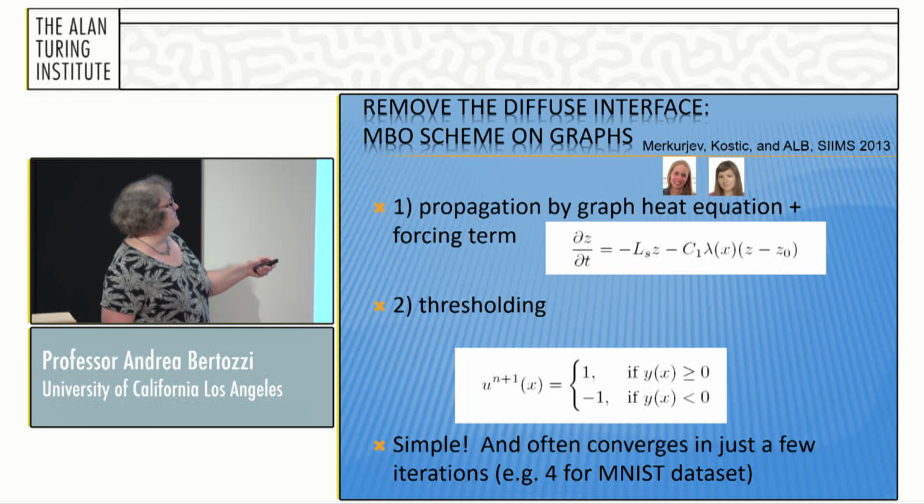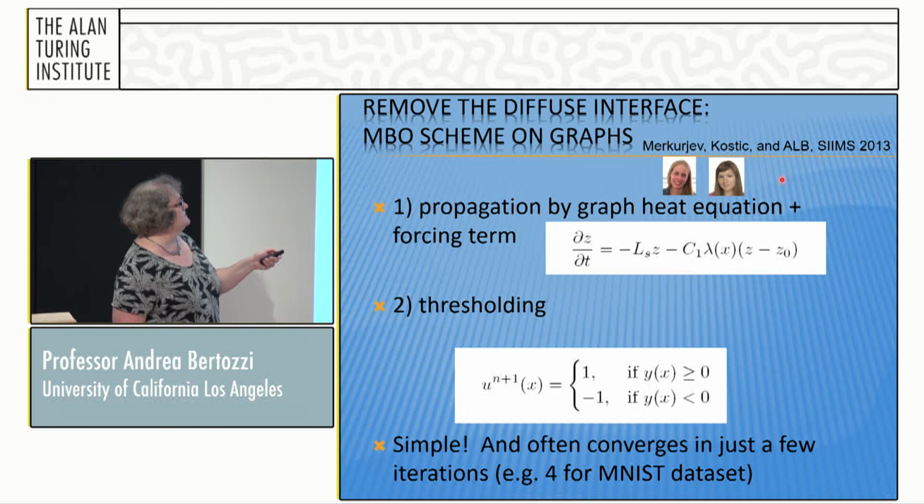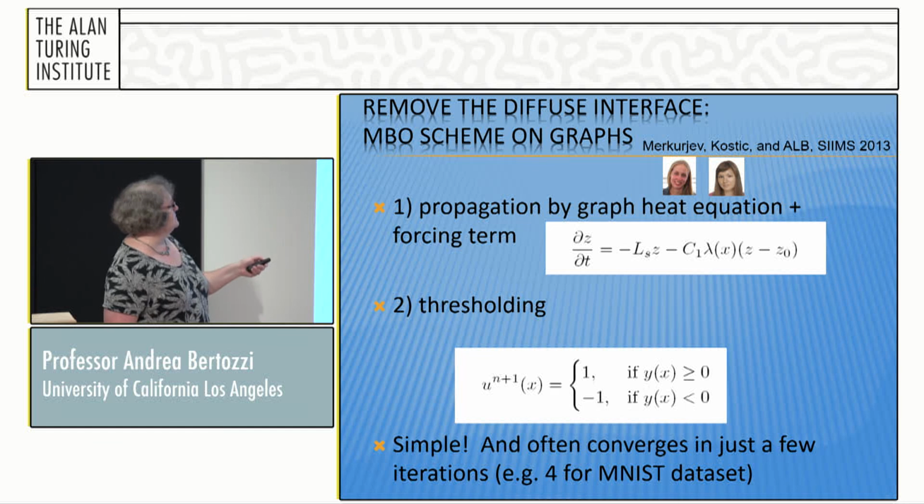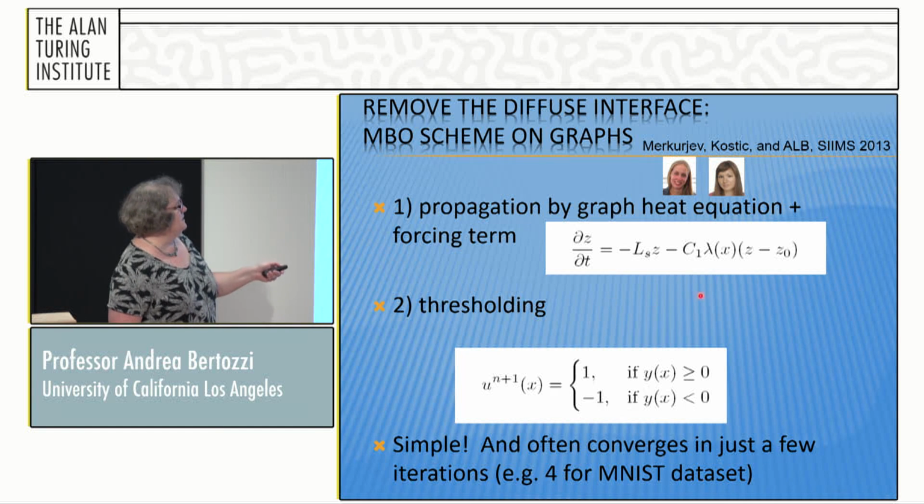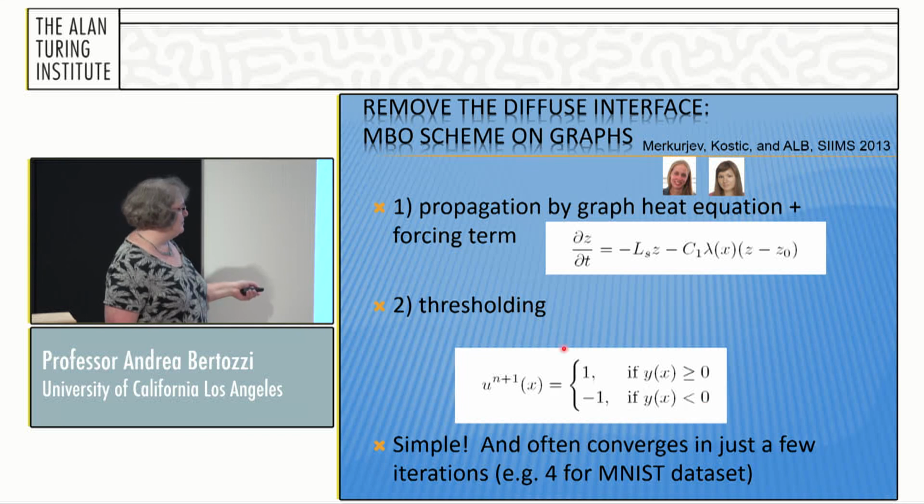And this was a paper we published with 2 of my PhD students in SIMS, I guess 3 years ago. It's basically alternating between a forced heat equation. This is from semi-supervised learning. This is your supervision term. And this is the threshold step. And this converges unbelievably quickly, like in a few iterations. It's unbelievably fast.